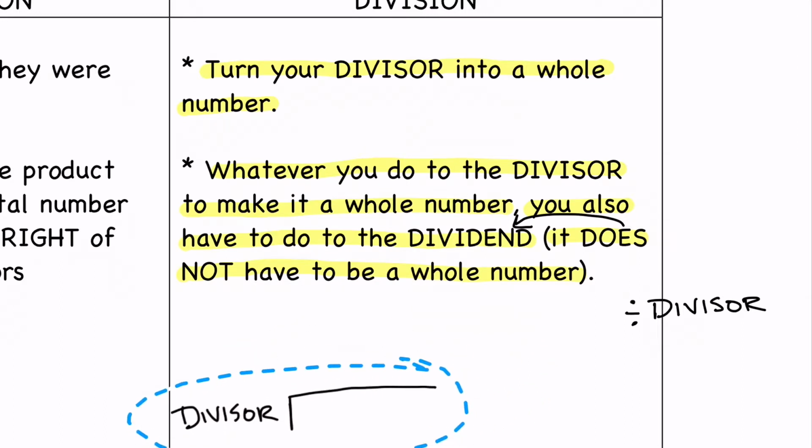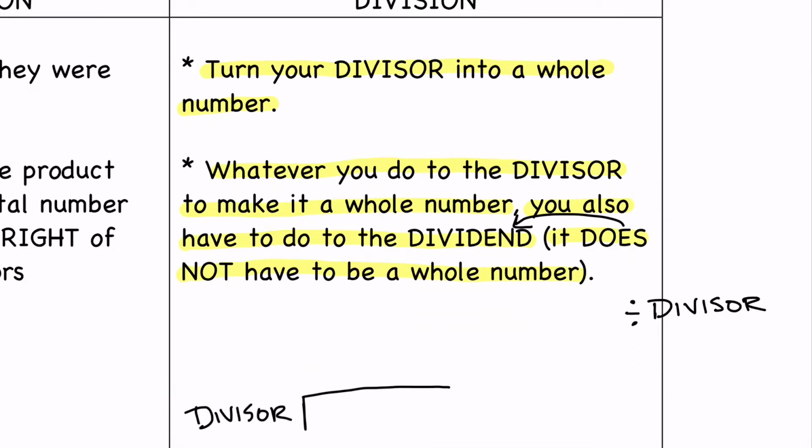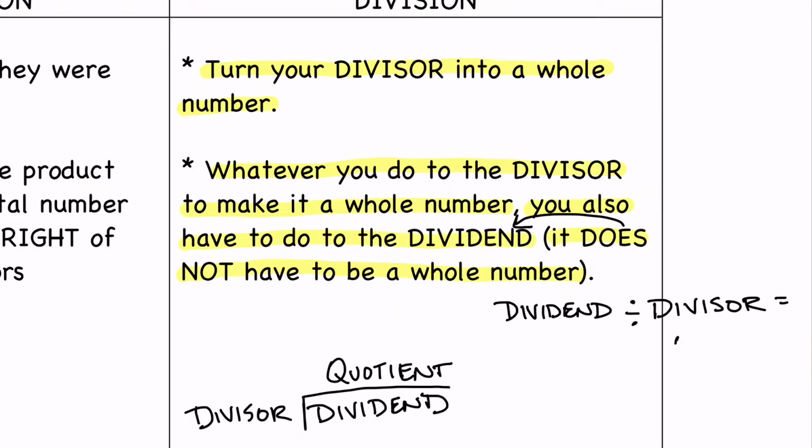And then the dividend is the number inside your division symbol, or it's the first number in your division problem if it's written horizontally. Finally, we have the quotient, which is your answer to a division problem.